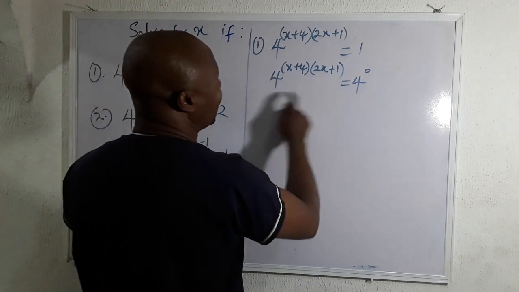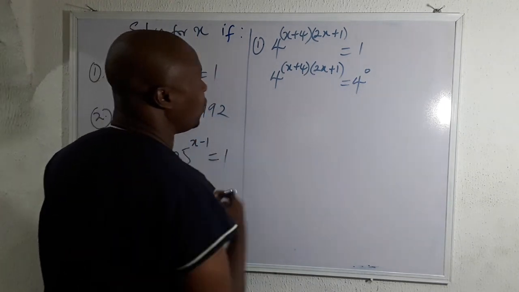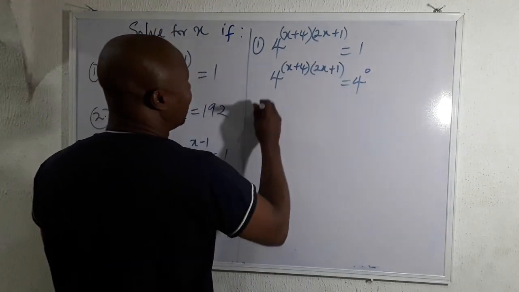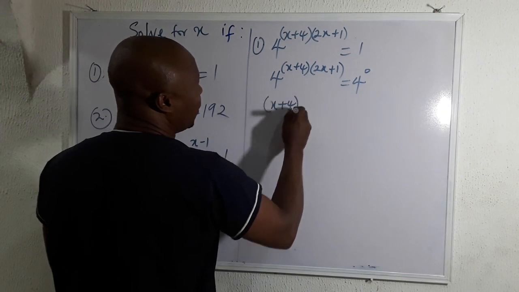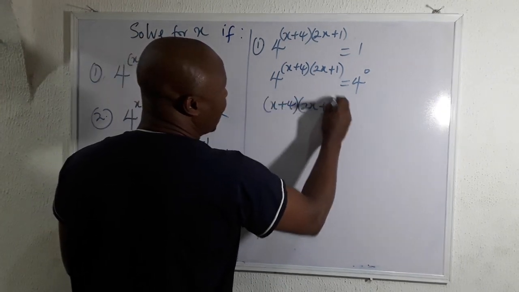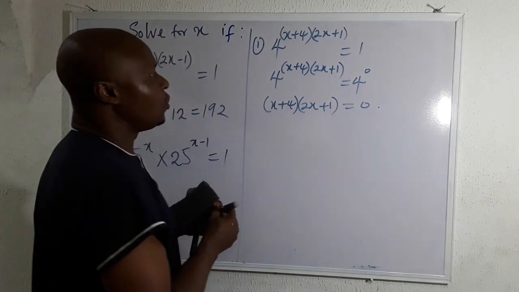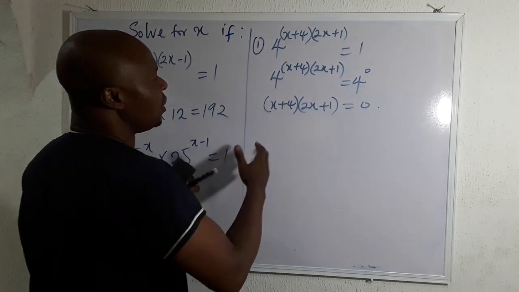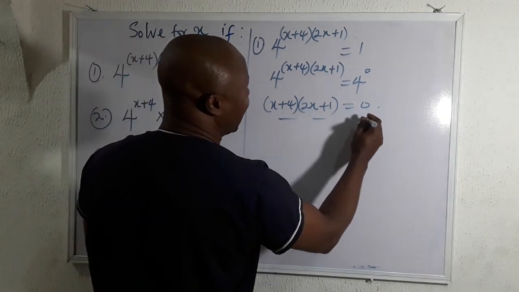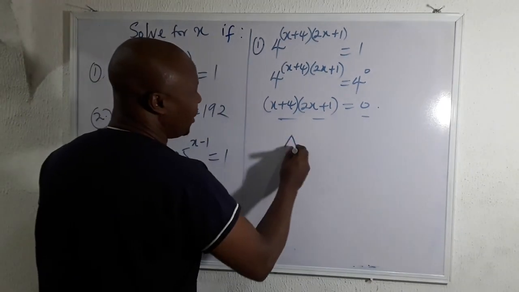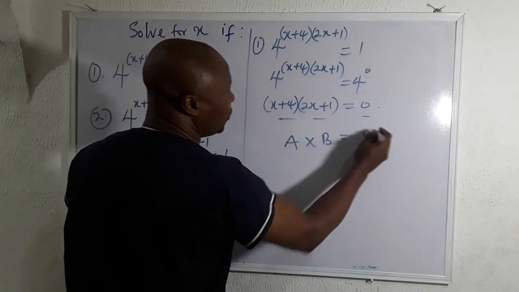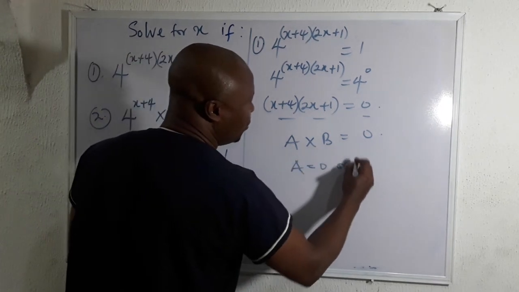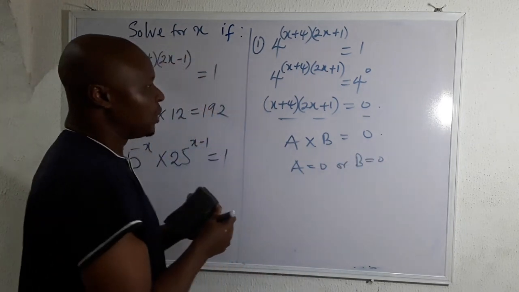So we can see readily that on both the left and the right hand side, the bases are equal. So all we need to do is to equate the powers. Now what are the powers? Powers are (x + 4)(2x + 1) is equal to 0. Now if two things multiply to give us 0, for example, if A times B is equal to 0, then either A is equal to 0 or B is equal to 0. So we are going to apply that.